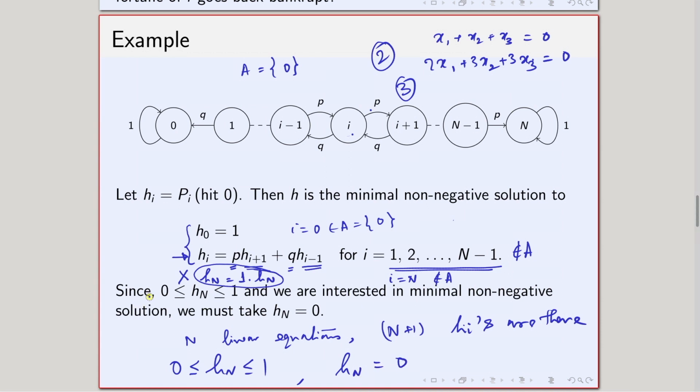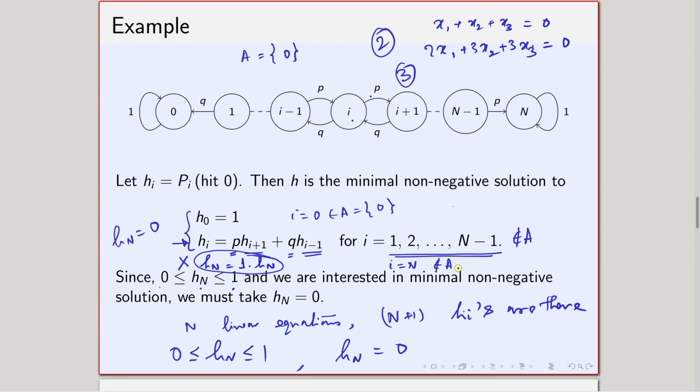So that's what I have written here, that since Hn lies between 0 and 1 and we are interested in the minimal non-negative solution, we must take Hn equals 0. So now finally, what I have is H1 equals H0 equals 1, and Hn equals 0. Now I have to solve for Hi for i equals 1 to n minus 1. So now let us go for this solving.